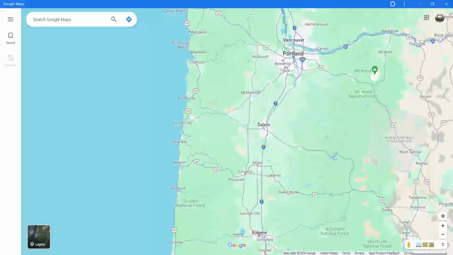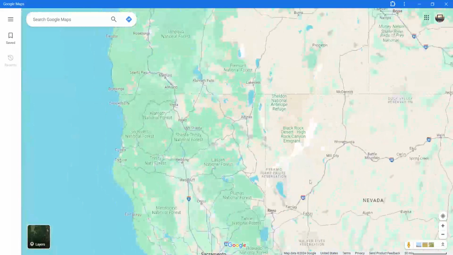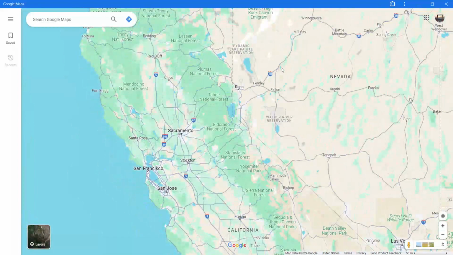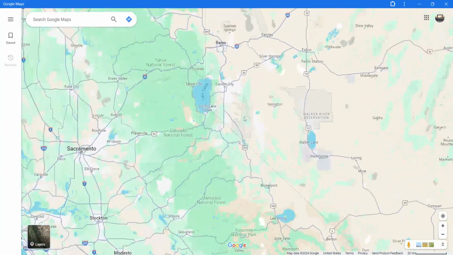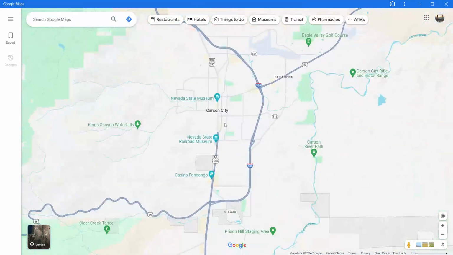We go down and over, and we go to the city of Carson City, which is in Nevada. Carson City is the capital of Nevada.